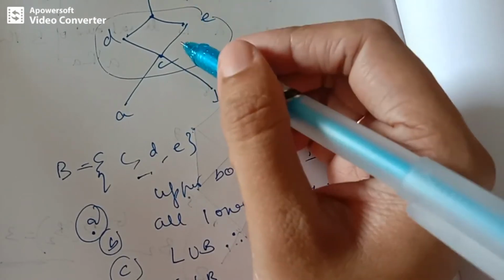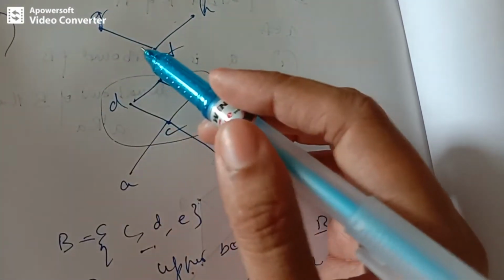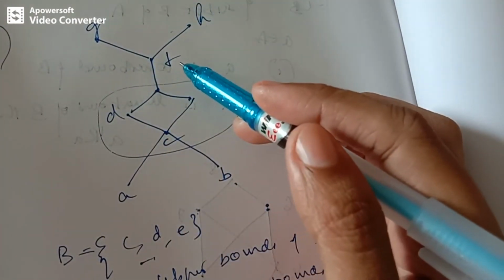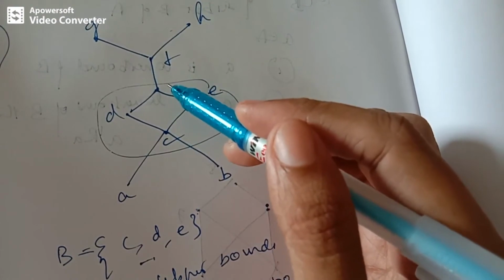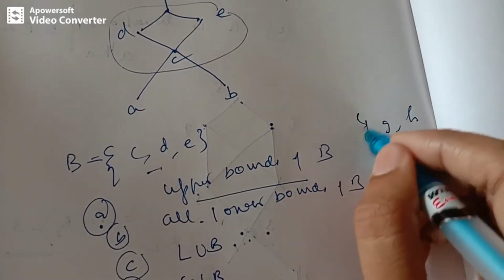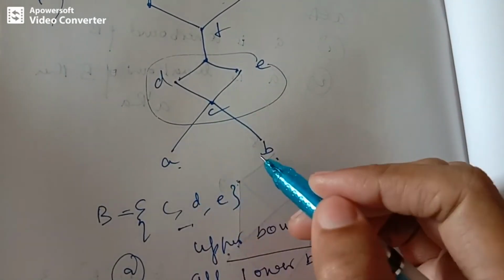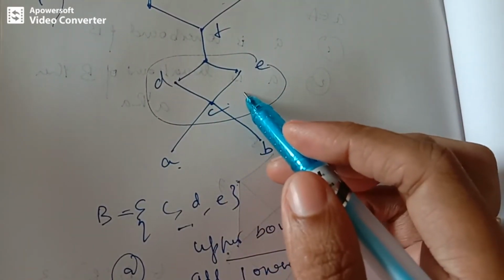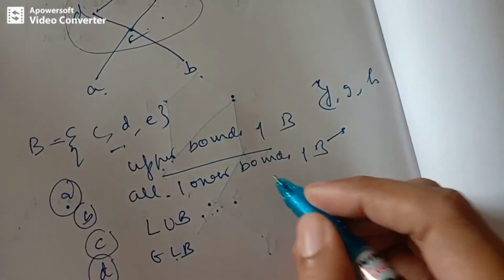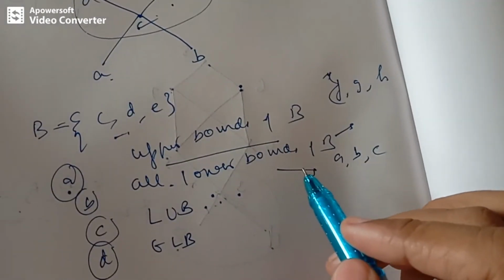So what are the upper bounds of this B? We know that F, G, H are all related to C, D, E, right? And all of these constitute the upper bounds. So F, G and H are the upper bounds. That is the answer to the first question. Coming to the next question, we have to find out all the lower bounds. You can observe that A and B are related to all the elements C, D and E. Therefore, C also is a lower bound. So the answer to the second question is A, B and C. A, B, C are the lower bounds of B.